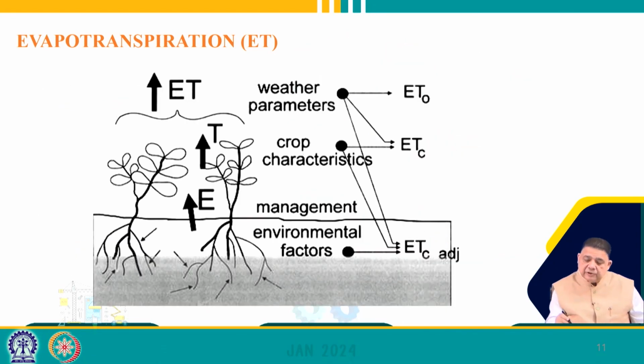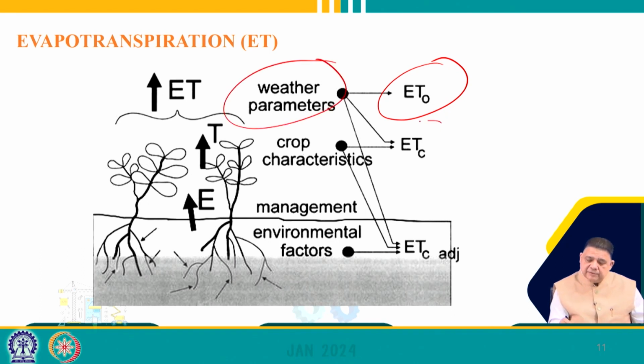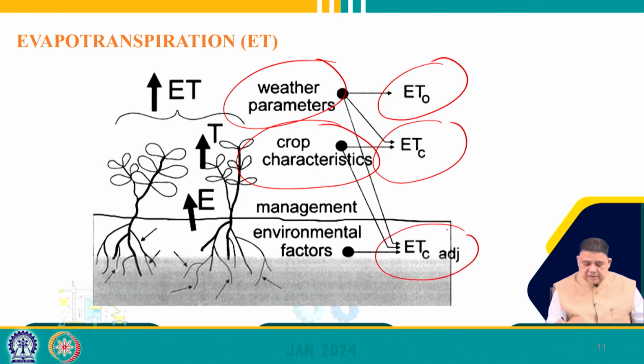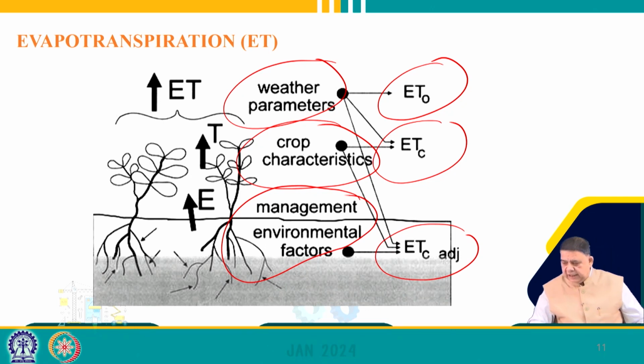So, basically ET0 depends on weather parameters, ETc depends on crop characteristics, and ETc adjusted additionally depends on management and environmental factors as well.